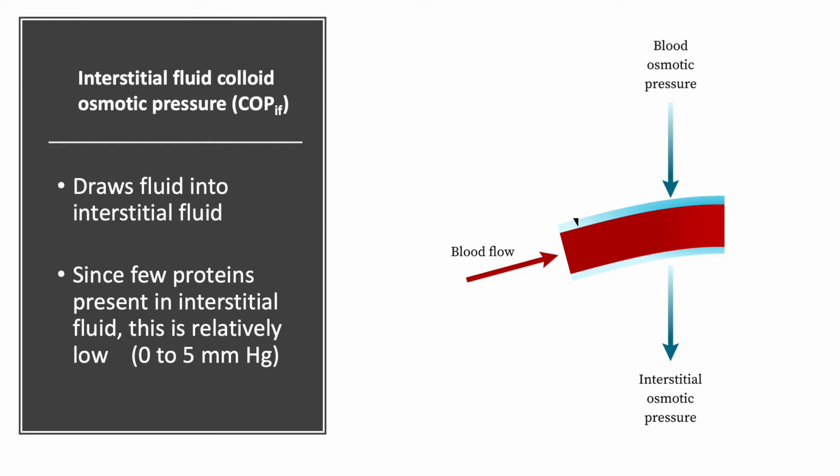As a counterpart, we also have interstitial fluid colloid osmotic pressure. That's colloid osmotic pressure of the interstitial fluid, sub IF. And this is the force that's going to act to draw fluid into the interstitial fluid. So we are going to have some dissolved proteins out here. Perhaps those aren't showing up so well, I'm making them too small. That are going to act to draw fluid out of our capillaries. But there's so few proteins present in the interstitial fluid, this is going to be kept pretty low. So around 0 to 5 millimeters of mercury for that pressure.